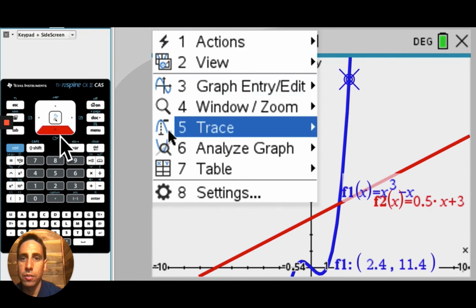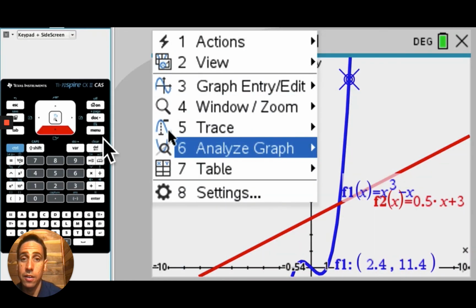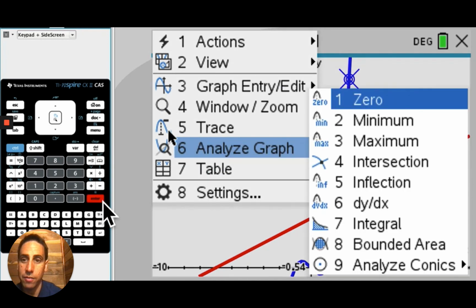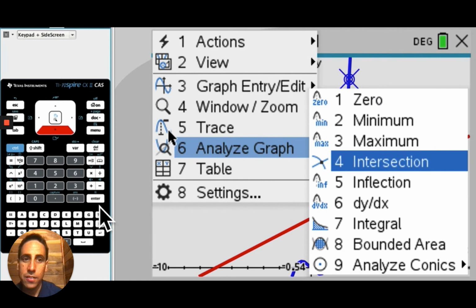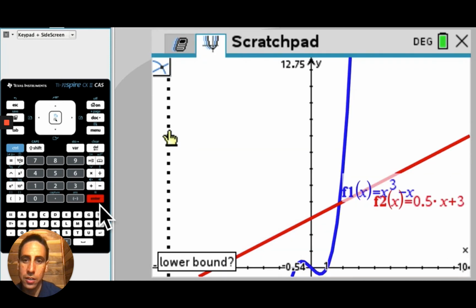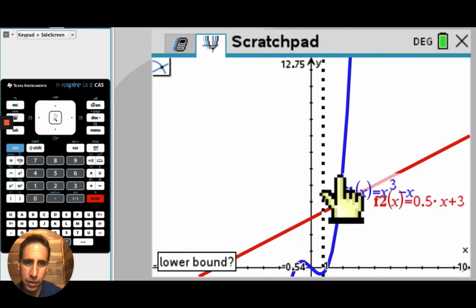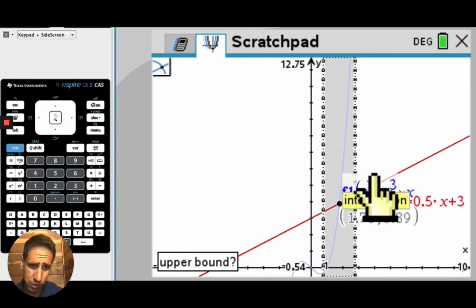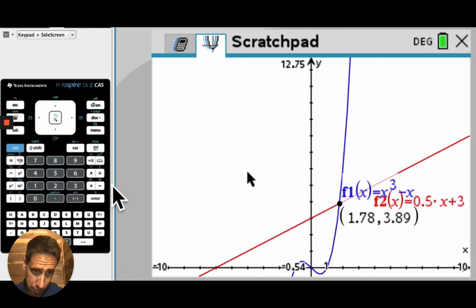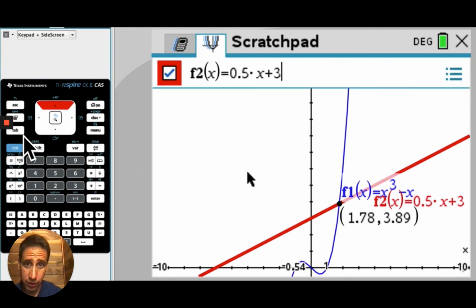Down to 6, analyze graph. And then let's find the intersection. It can't find the intersection by itself. It needs a little bit of extra help. It needs to know where exactly it should be looking. Left bound, lower bound, upper bound. And in between the two, it has been able to find that point of intersection.